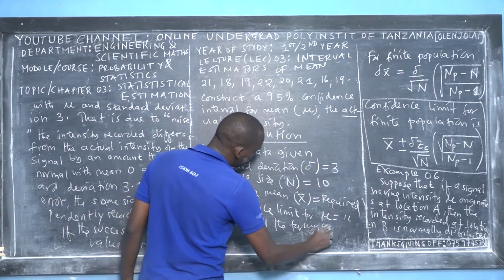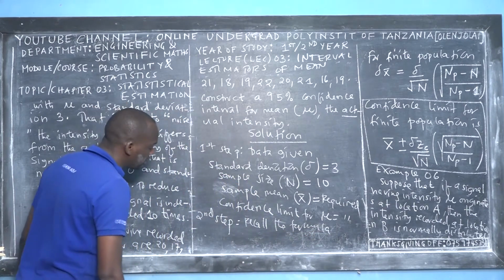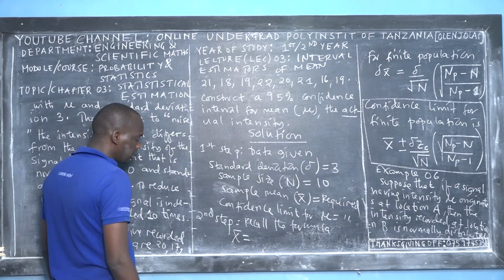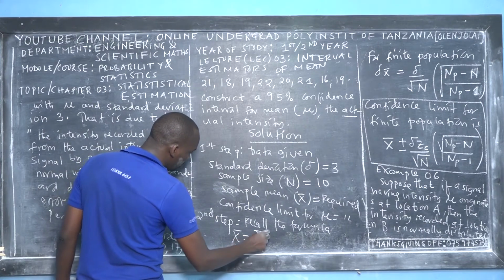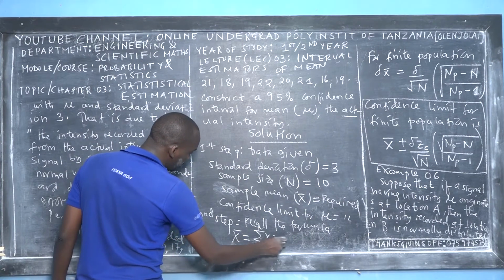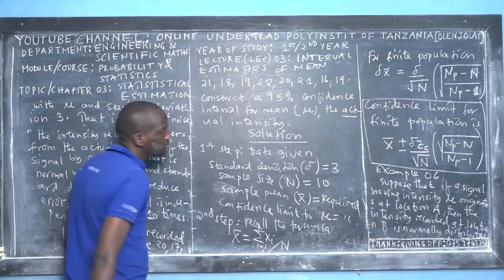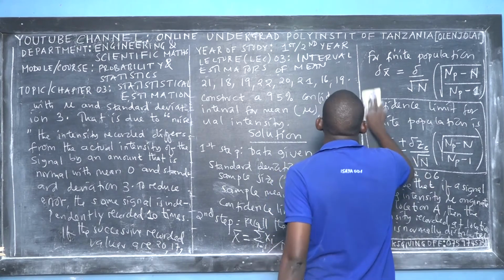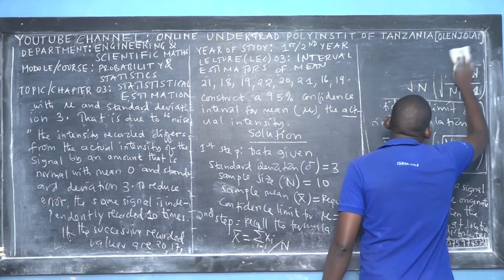So from lecture 2, I took the point estimate. The formula to find the point estimate of the mean is equal to the summation of xi, from i equal to 1 to n, over n. Okay, so refer to what I told you in the previous session and previous lectures.